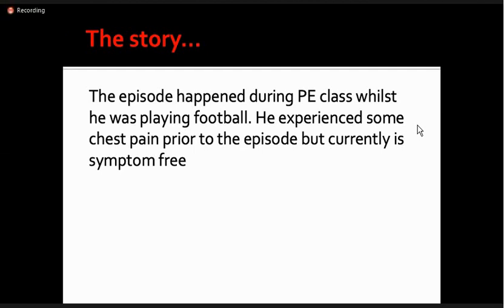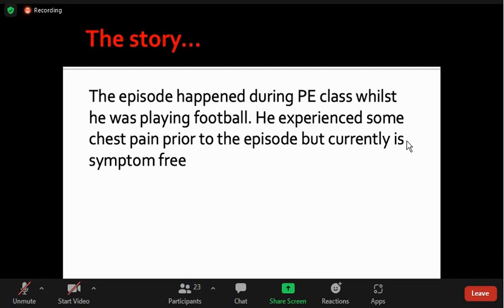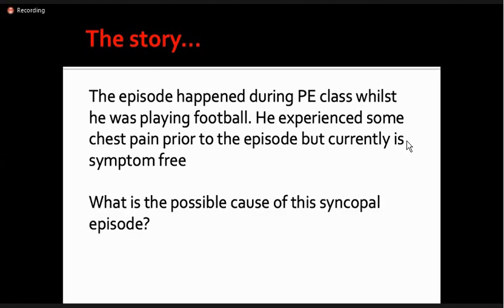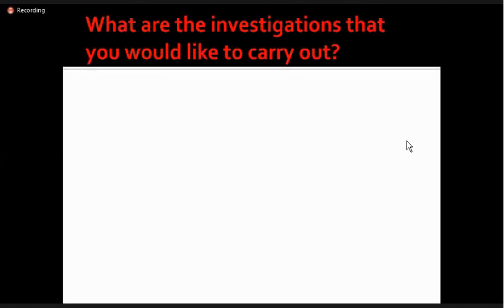So this is not something that we would just call vasovagal syncope and forget about, right? This is something that we would take seriously for several reasons. One, he was playing football, exerting himself when it happened. Two, he had chest pain before it happened. So all of these are red flag symptoms, red flags for you to think about this and not dismiss it as just a vasovagal episode. So we think that, yes, there is a possibility of cardiac syncope.